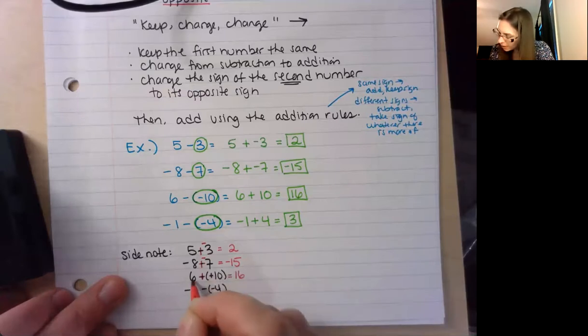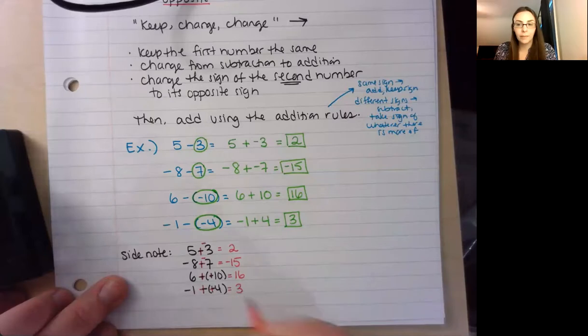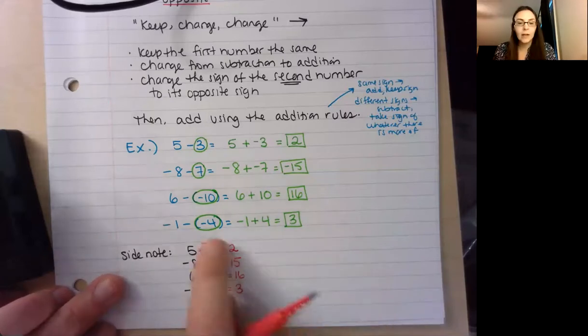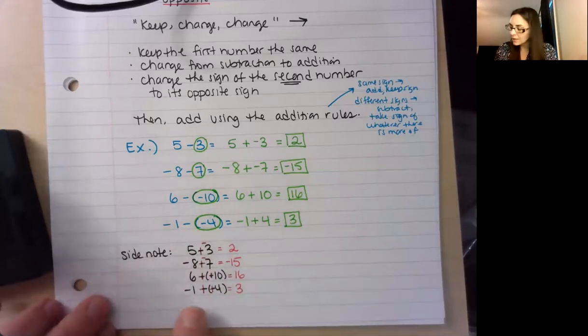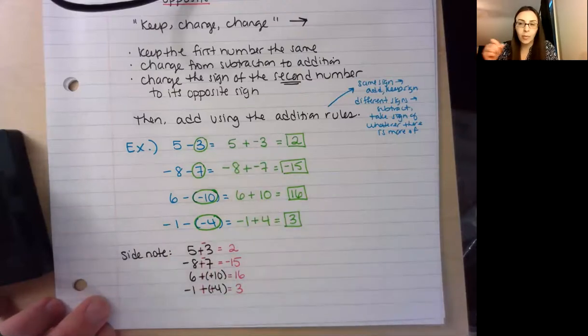So 6 plus +10 is 16. And again, finally, keep the first the same, change to addition, and then change that negative to a positive. -1 plus 4 is +3. So this way is just a little messier. Notice that I'm doing the same exact thing. I'm just, instead of rewriting, doing it on top of the problem.